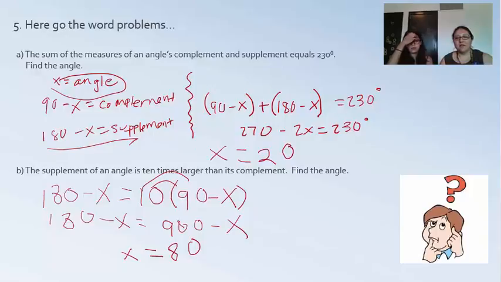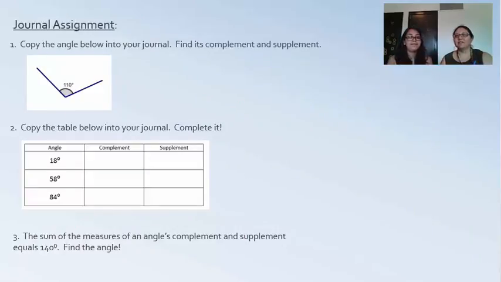All right, so now we have journal assignments. Copy this down to your journal and again find the complement and the supplement of 110. Then follow the examples that we gave in regards to the table below, and also try out the word problem: the sum of the measures of the angle's complement and supplement equals 140. So that should be all.